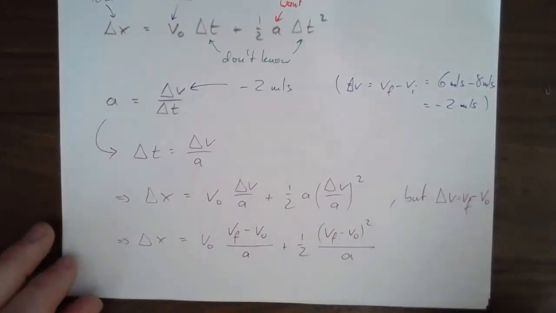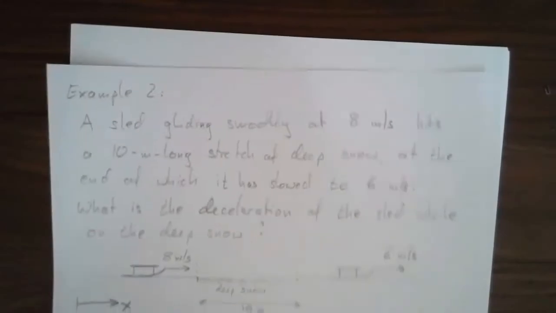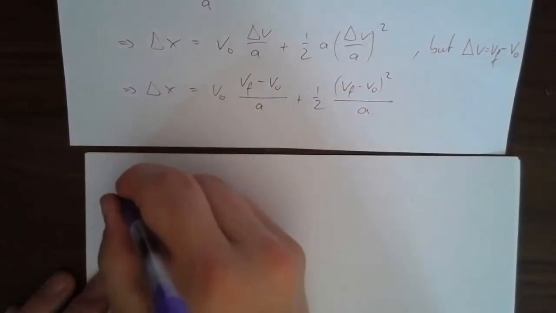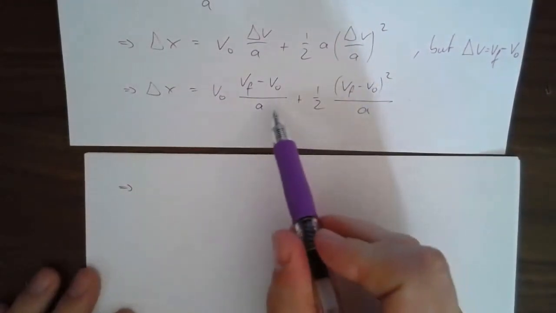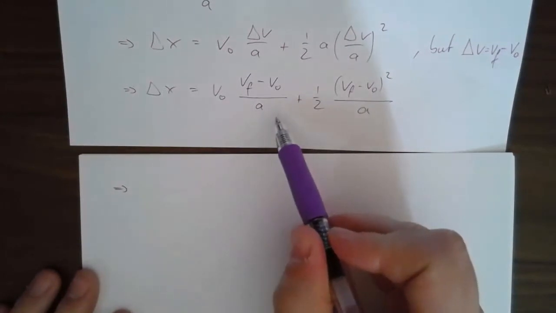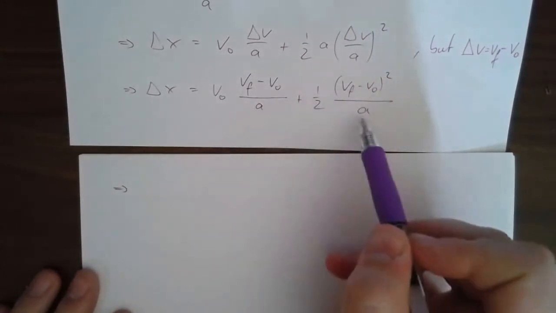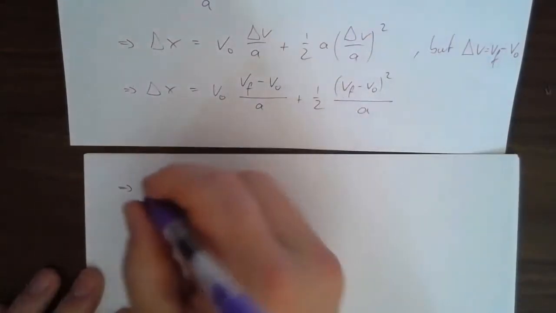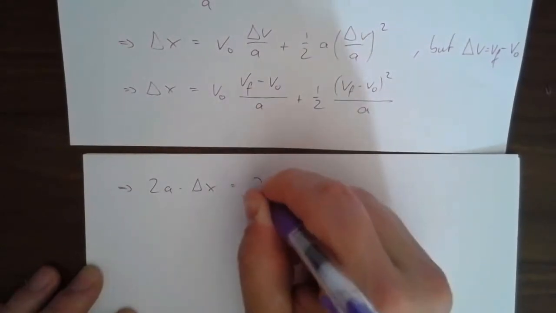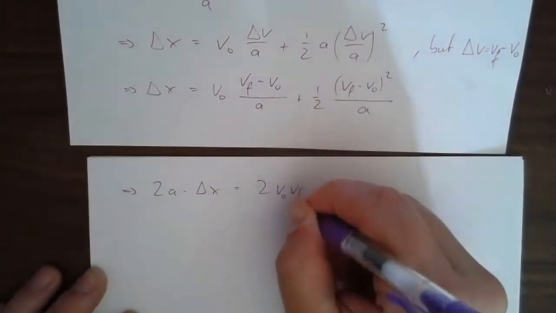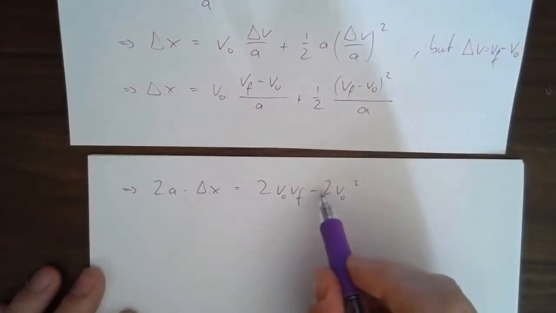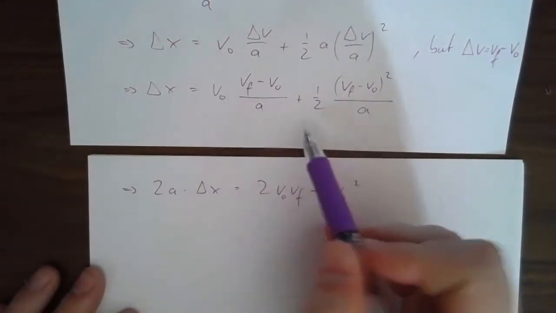Now we can simplify this a little bit more. We'll just go to here. I'm going to keep writing this down. So I'm going to multiply everything by 2a. What that means is I'm going to get rid of the half and get rid of the a in the denominator. So I'm going to get 2a times delta x equals 2 v naught vf minus 2 v naught squared. The 2 comes from having multiplied everything by 2a.